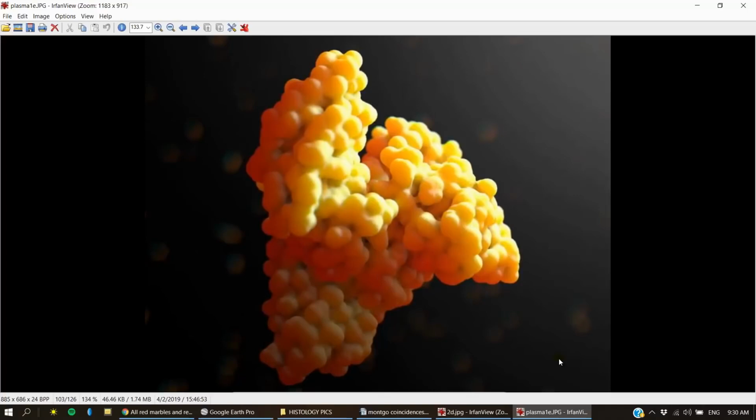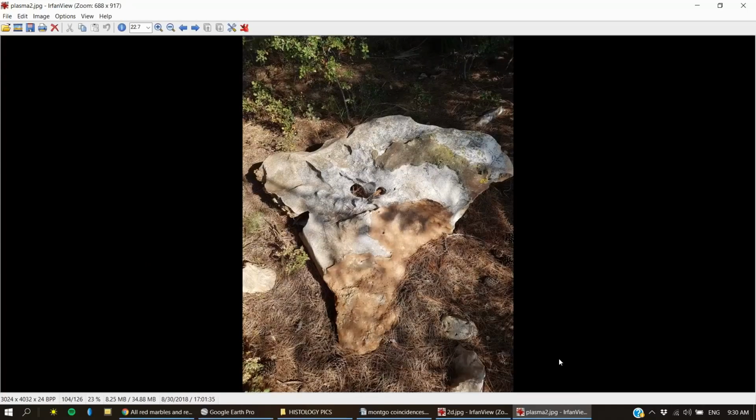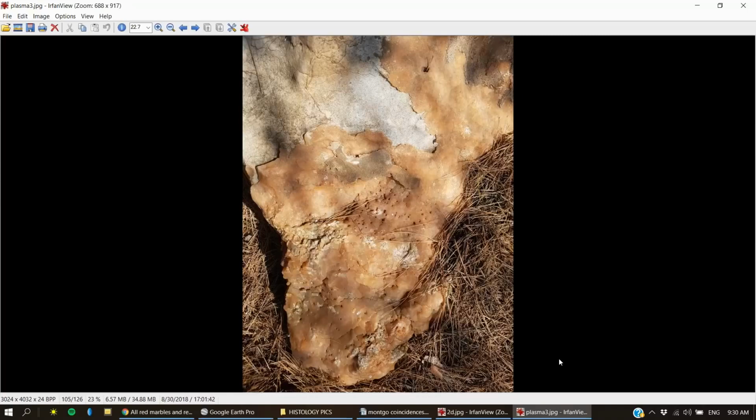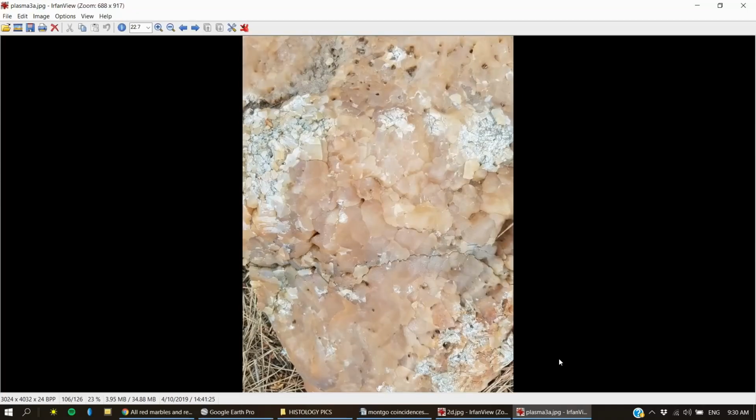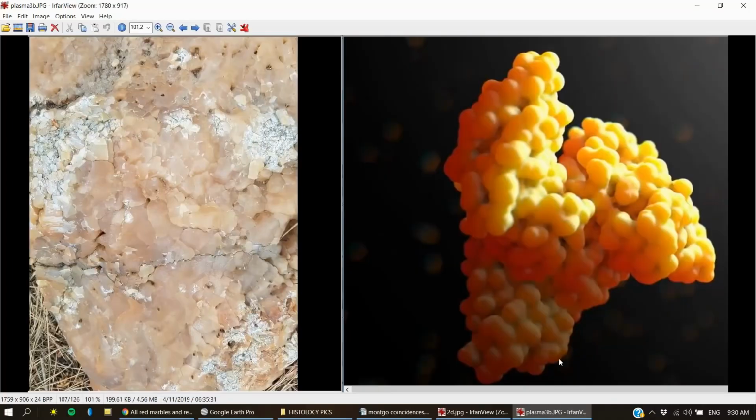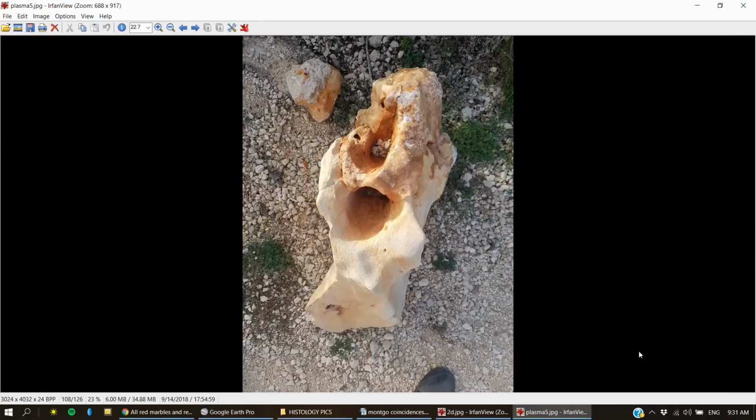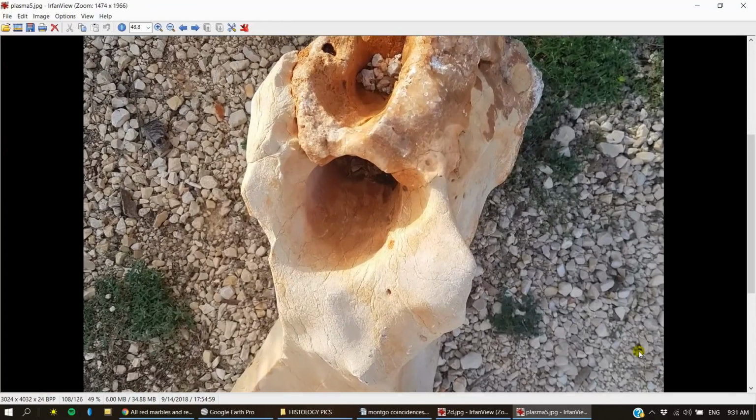Now take a look at this. Does that look familiar? How about now? So this is a crystalline structure, and it's found all over the planet.